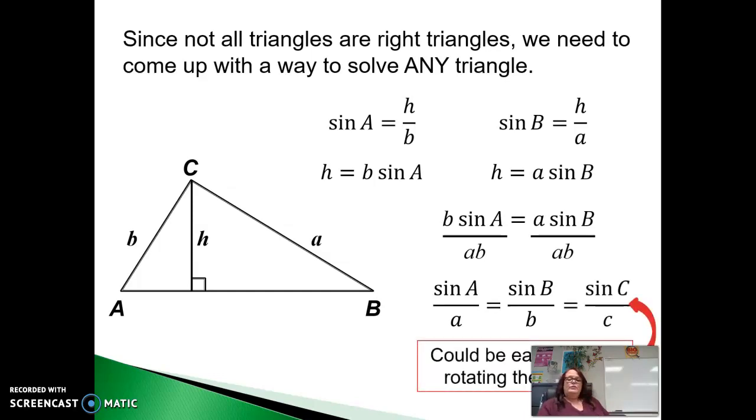Okay, and then we could do a little bit more. If I rotated the triangle and got a new height, I could also say that it's equal to the sine of C over c. And I'm sorry, my picture kind of messes that up.